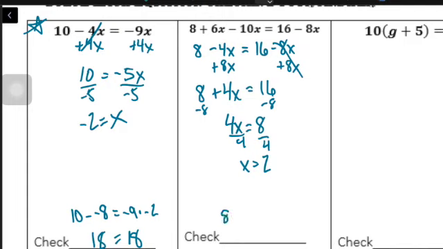So I've got that 8 plus 6 times 2 is 12, minus 10 times 2 is 20. I'm trying to see if that is equal to 16 minus 8 times 2 is 16. This side's super easy, that's 0. This side too, 8 plus 12 is 20, and 20 minus 20 is 0. Wahoo! We are awesome. Let's keep going.